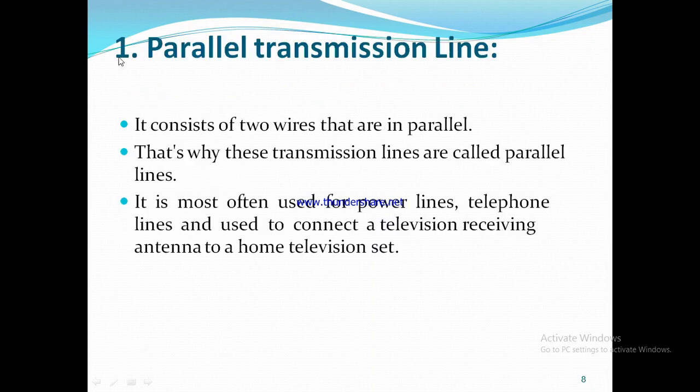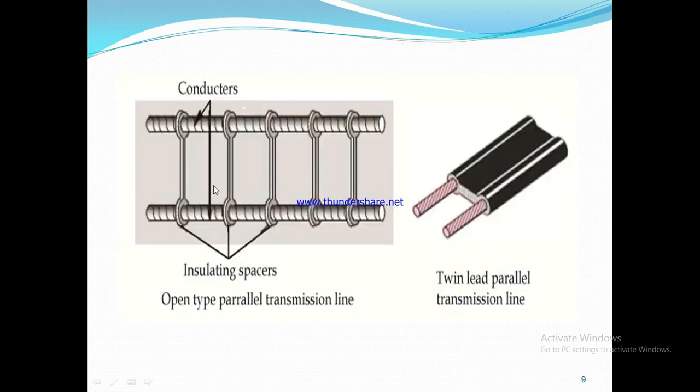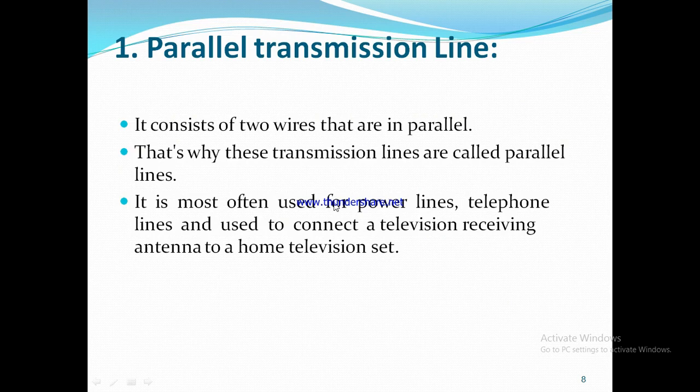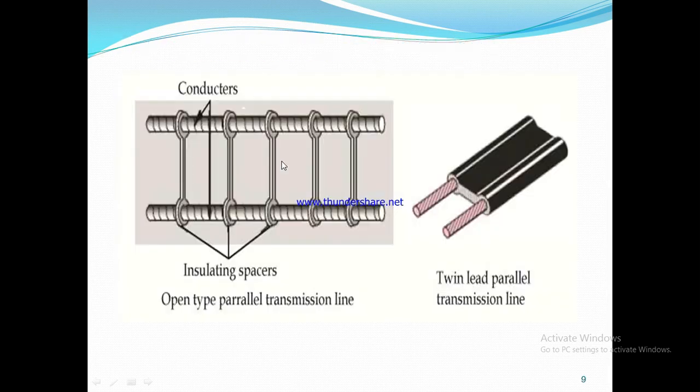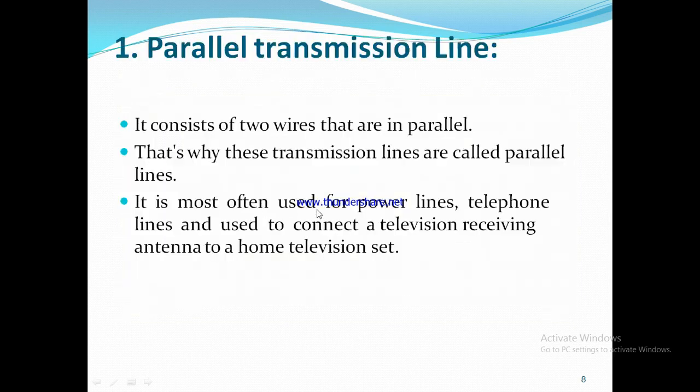Okay, so first one is a parallel transmission line. It consists of two wires that are in parallel. See here, we have two wires that are in parallel. That's why we call it a parallel transmission line. These are used for power lines, telephone lines, and to connect the television receiving antenna to a home television set.